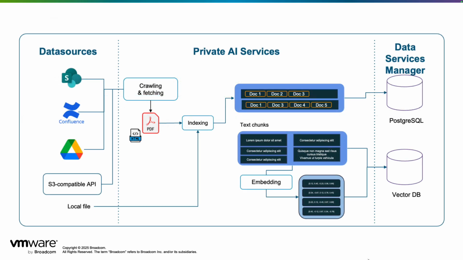So here you see various data sources on the left-hand side: SharePoint directories, SharePoint files, Confluence pages, Google Drives with files inside them, S3 compatible buckets with PDF data in them, or a local file. Any one of these can act as a data source to create a knowledge base. And those data sources are going to be looked at, such as a PDF file that describes GPU support on VCF in the middle there in red.